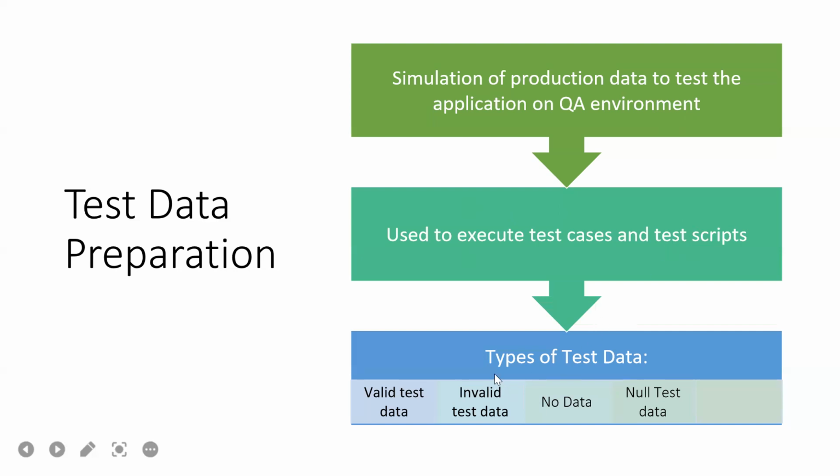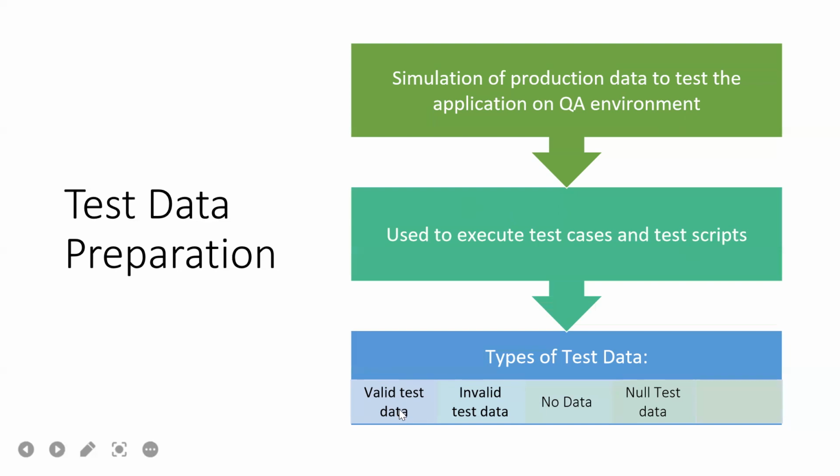So there are different types of test data: valid test data, invalid test data, no data, null test data. Valid test data is, for example, I give a valid ID and password, I click on login, and it should log in.